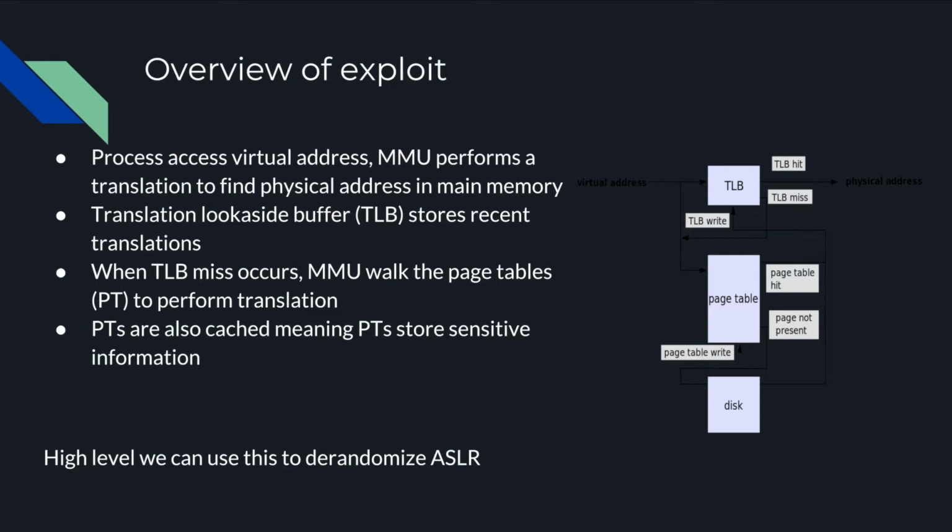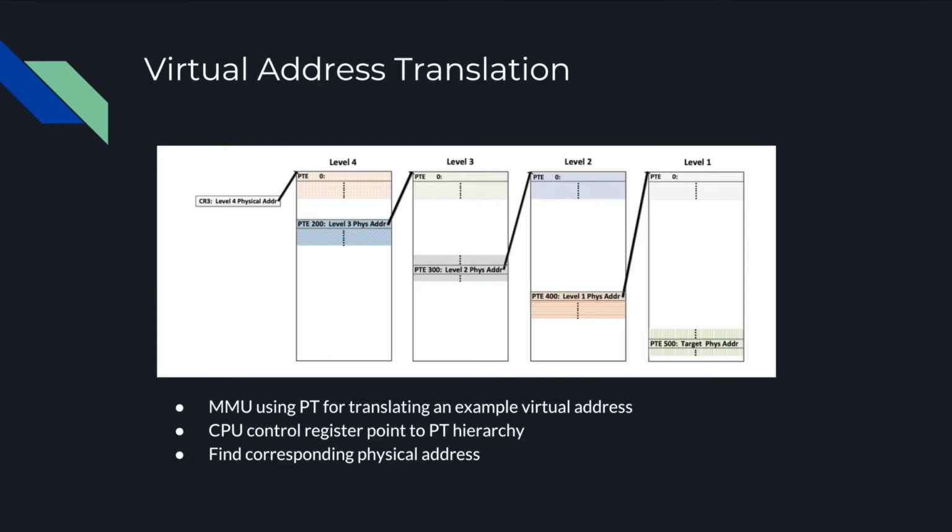Also, to improve the performance of these page walks, page tables are cached in fast data caches, similar to how process data is cached for faster access. This means that page tables contain security-sensitive secrets, and knowing these page table cache sets could potentially allow an attacker to de-randomize ASLR. So the first step is virtual address translation.